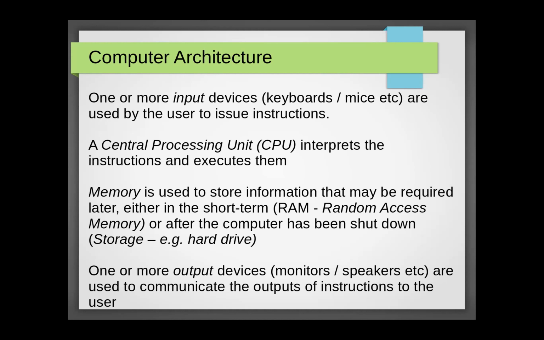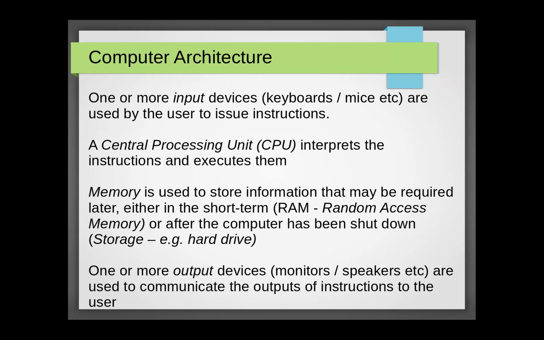We also have the concept of memory. And there are two different kinds of memory primarily. So memory is primarily used to store information that may be required later. Now that might be in the short term, in which case it's stored in RAM, which is random access memory. So that's kind of your short-term memory where things are stuffed in order for the computer to remember them, because it needs to access it whilst a certain program is running, but is then lost.